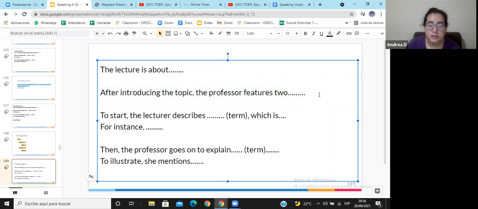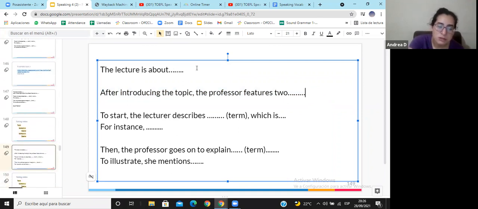You could say, after introducing the topic, "The professor features two..." and then you need to basically tell me how the topic is related to the subtopics. So we know that these subtopics are two factors that influence a consumer's decision or that make up quality. So that's what you could say here. "The professor features two factors that make up quality."